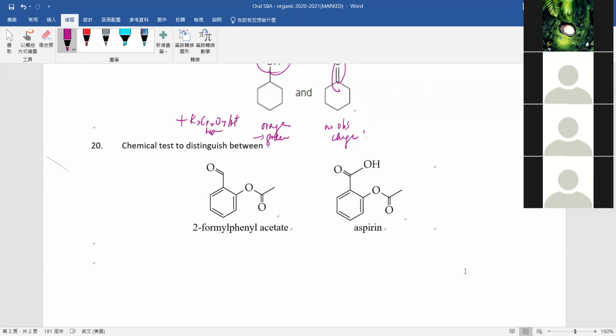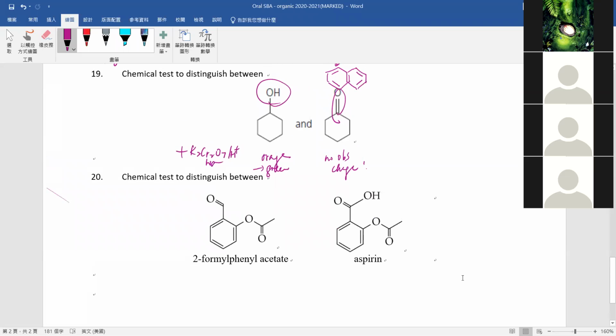Yeah, that's right. Good job. The cyclohexanol is a secondary alcohol, so it can be further oxidized. If it undergoes the test with dichromate, they will have a final product on the right-hand side exactly, the cyclohexanone, which is an oxidized product from the cyclohexanol.